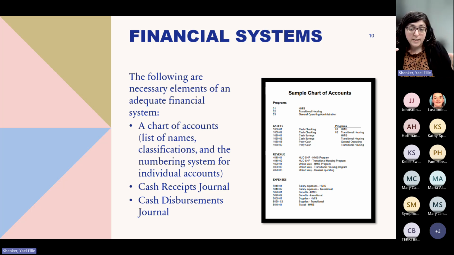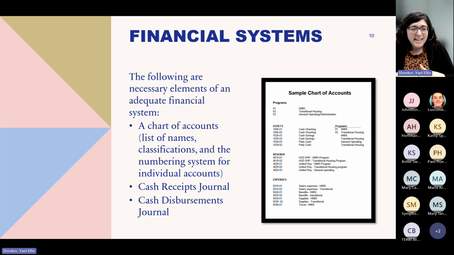But parts of your financial system have to include a chart of accounts, which is the classification system for all your individual accounts. So that's your bank accounts and other assets, your various categories for revenues and expenses, your loans and liabilities. If you're filling out that check request form and you're telling your accountant, where am I supposed to code this to? That probably is part of it.